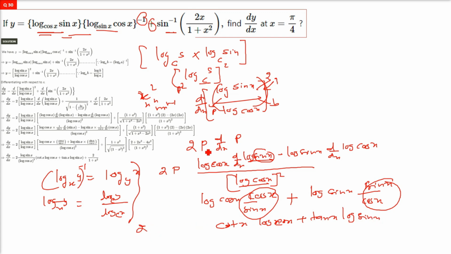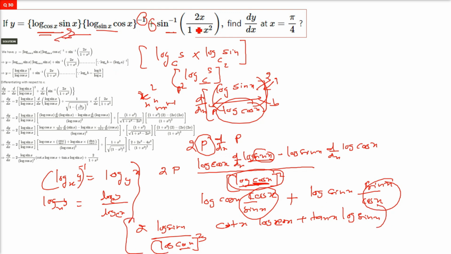So what is up front? You have twice of p. P is what? I told you. It is log sin x by log cos x. So when we write this log sin x by log cos x, and if you remember, we have the denominator already. I didn't write the denominator just now. I am writing it because the denominator is log cos x whole square. So we have log cos x square when we have log cos x also already there. So this is the whole differentiation. This is the first part. We have already done the first part. That is the first term differentiation done.